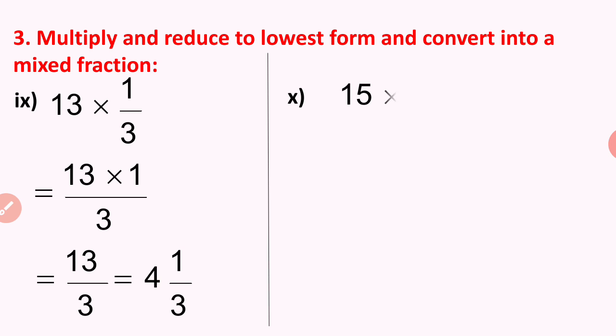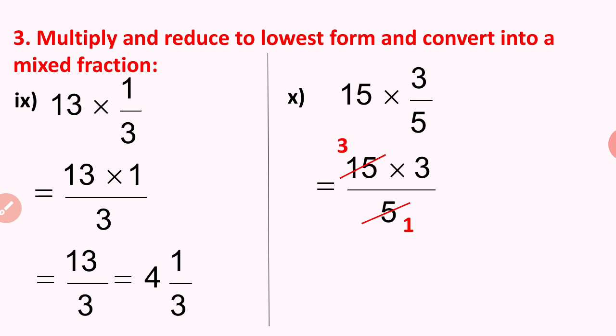The next one. Here we are multiplying 15 by 3 by 5. So let's multiply it. It is 15 into 3 by 5. So the answer will be 9. Here we have cancelled 5 and 15, and then we multiplied the numerator to get the final answer.